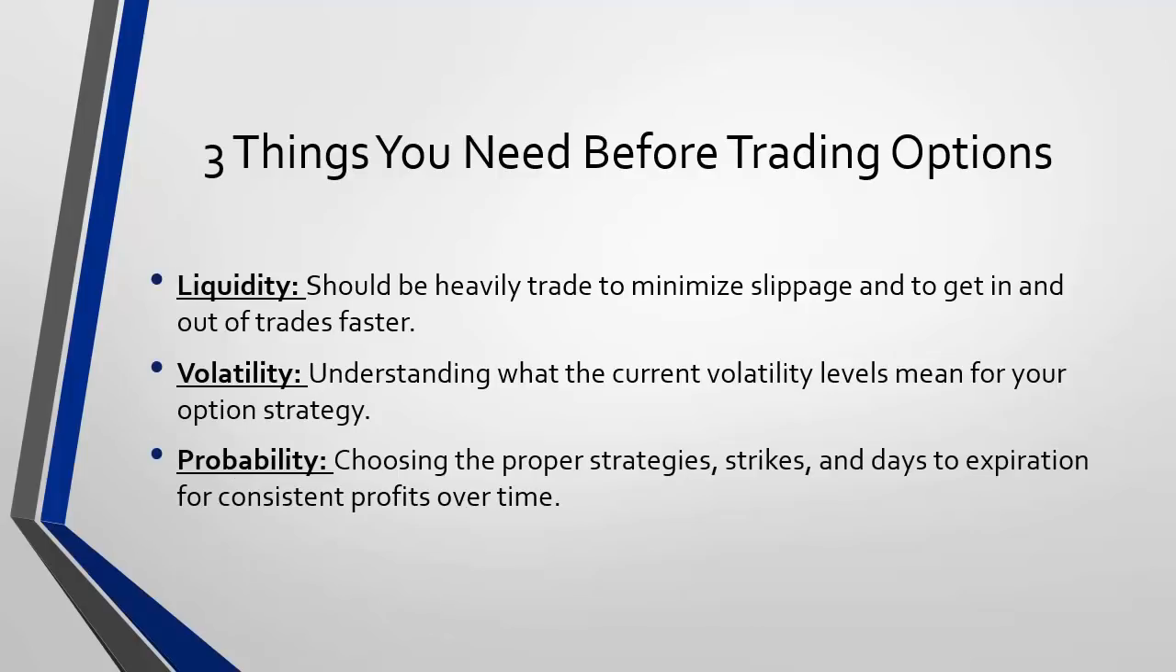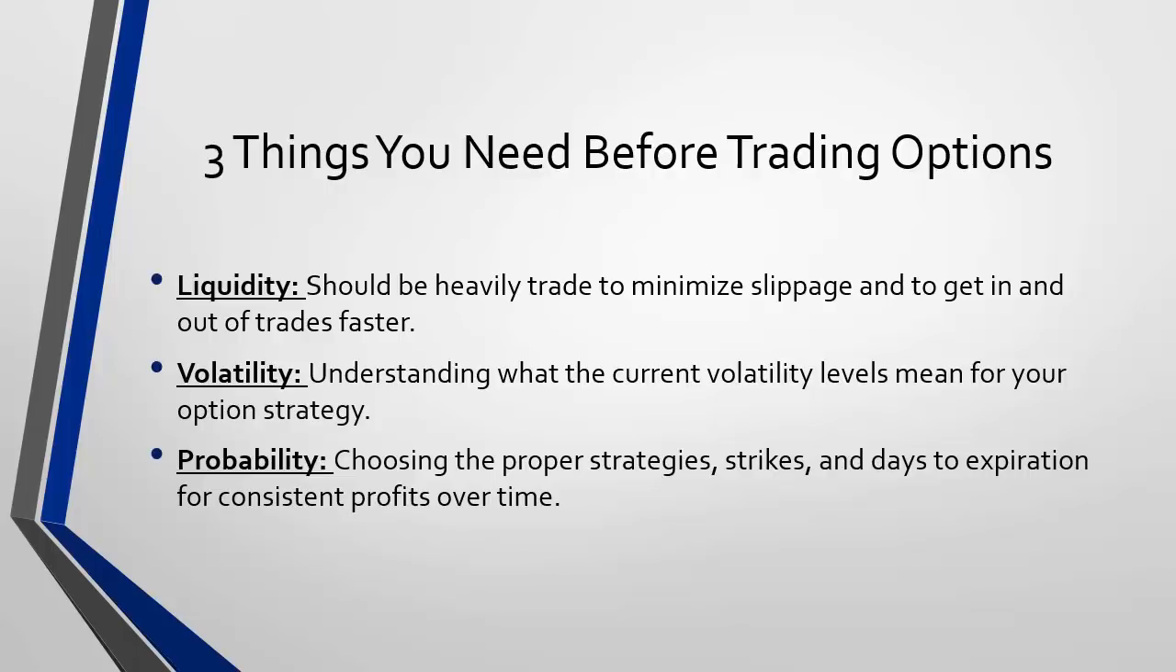Before we dive into the study, I want to talk about a couple things that you need to understand before you trade any kind of options. There's three main things that as an option seller you want to be concerned with. Liquidity is the first thing. Whatever ticker you're going to trade, and we're talking about IWM, which is very liquid, so it's not really a factor here, it needs to be heavily traded so that you can minimize slippage and get in and out of the trades faster. The RUT is relatively liquid as well. The other thing is volatility, understanding what the current volatility levels mean for the option strategy you use. That's going to apply a little bit to this study.